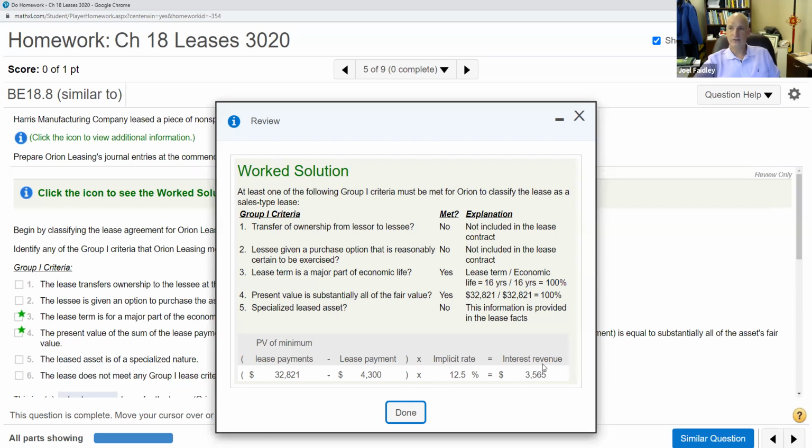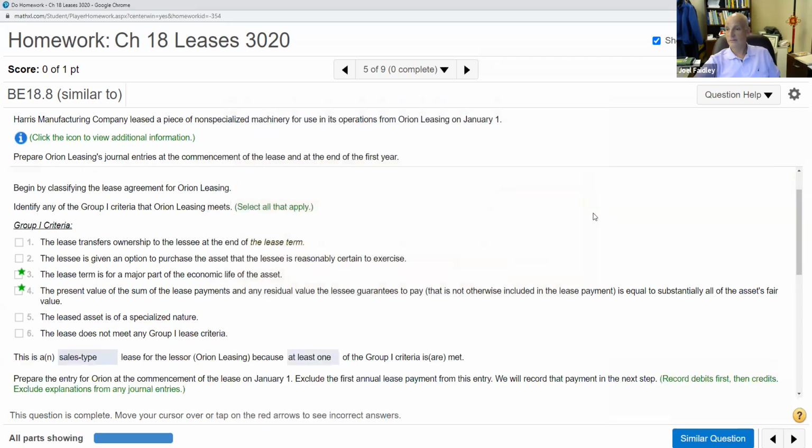So this is interest revenue. You know, if we were looking at Harris Manufacturing's books at the same time, this would be what? That $35.65 would be on their books, same calculation, but it would be interest expense, right? Harris's expense is Orion's revenue.